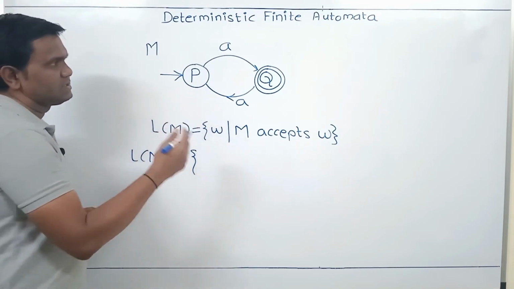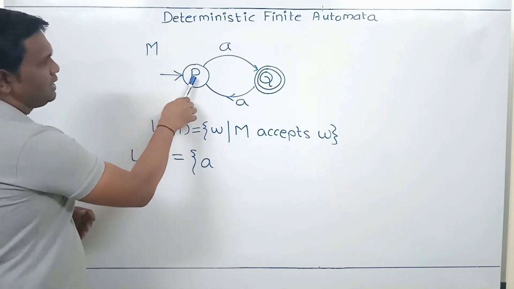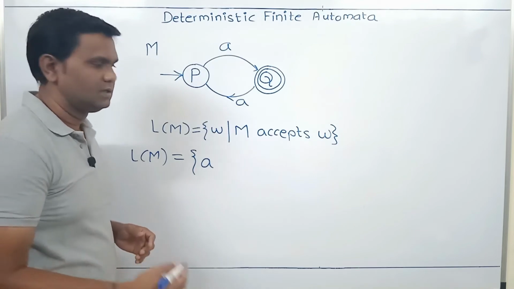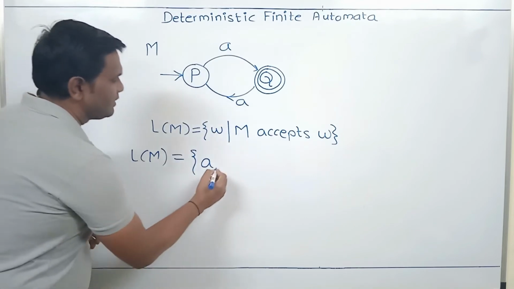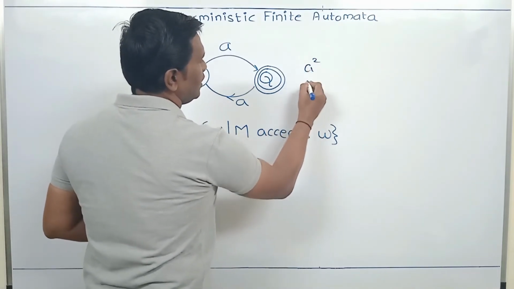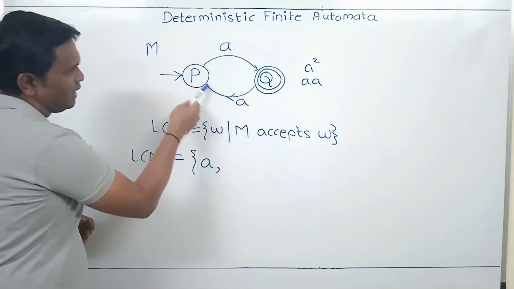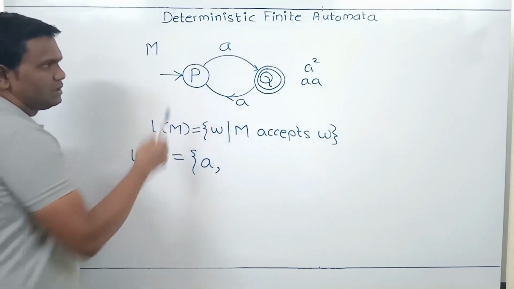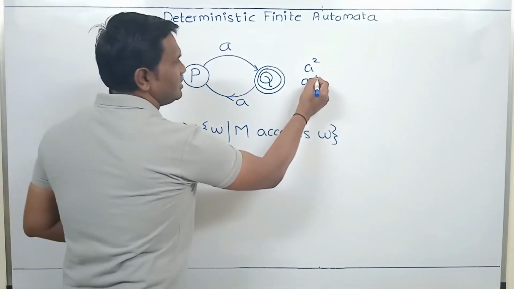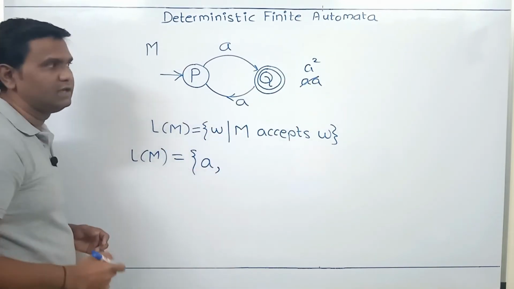Now what is the smallest string accepted by this DFA? It is string A. From P, if you process A, you reach Q. Q is a final state. So string A is accepted by this DFA. Now if you consider string A power 2 or AA, then from P, processing A ends in P. P is a non-final state. So string AA is rejected by the DFA. String AA is not part of the language of the DFA.